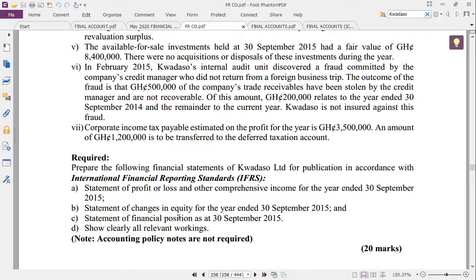Corporate income tax payable estimated on profit for the year, 3,500. An amount of 1,200 is to be transferred to the deferred tax account. So here, tell me what goes to the P&L as tax and what goes to the financial position. They have informed me that you are very good when it comes to income tax. IS 12. So let me pick your answer.